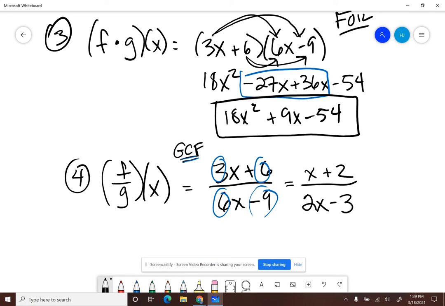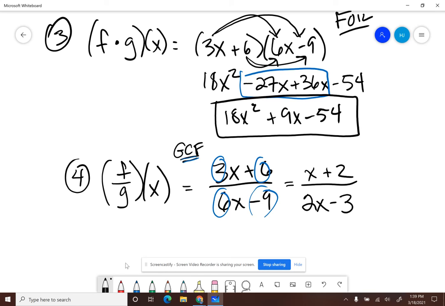Again, a fraction is nothing more than a division problem, and a division problem is nothing more than a fraction. So this would be my answer for this one. But this is actually going to bring me to something that we need to talk about. There are some numbers that will not work for x here in this particular problem.